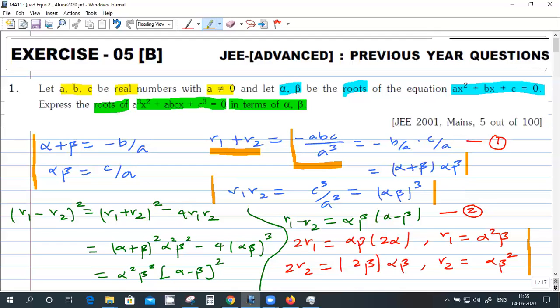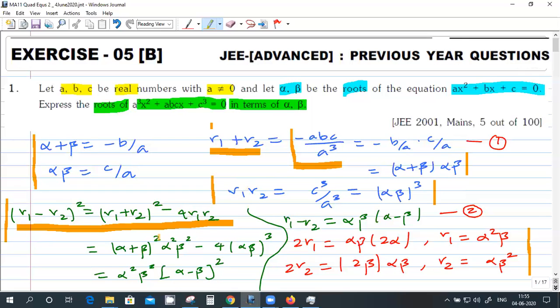And then I can write R1 minus R2, right? R1 into R2. Okay, you solved this directly. Yes, sir. Okay, there is one more method to solve it. Once you have R1 plus R2 and R1 R2, you can get R1 minus R2.